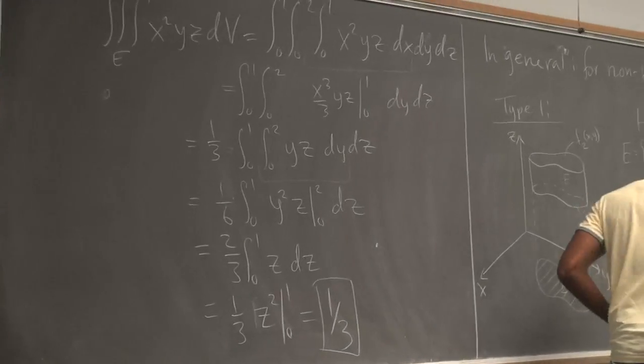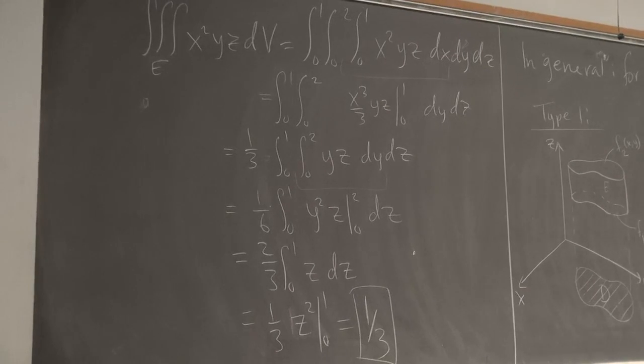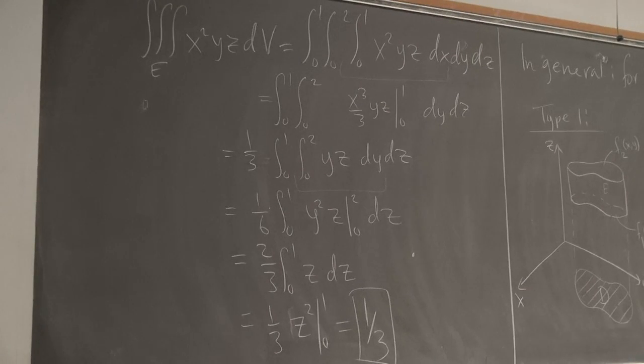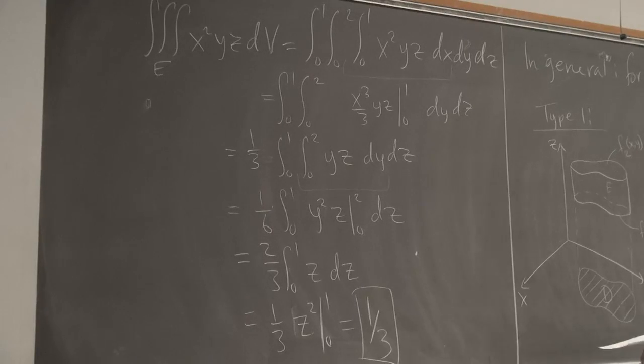Type 2 and type 3 are very similar. I'm going to write them down, and then we'll do some examples. What happened?